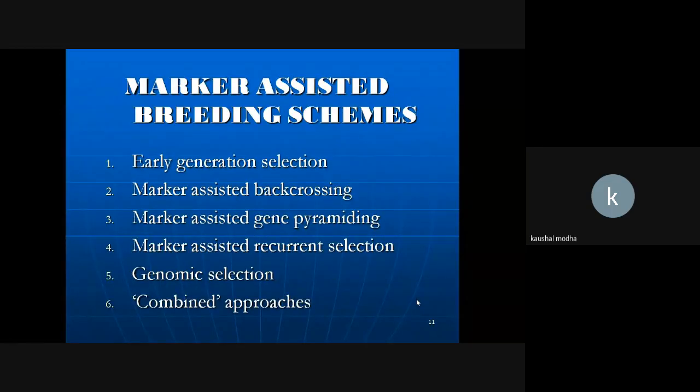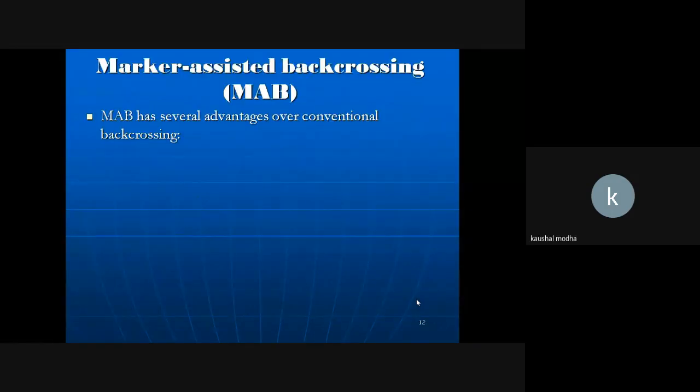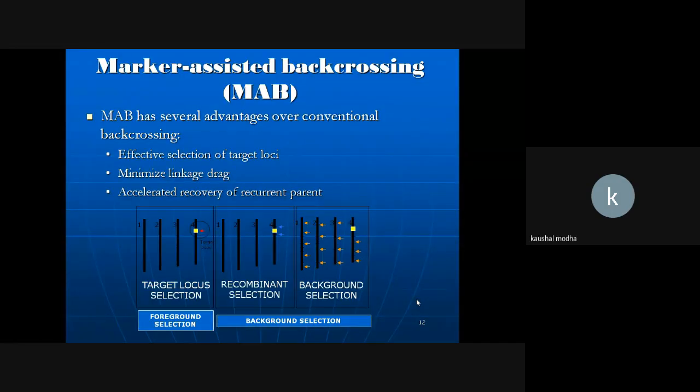So there are many schemes for marker-assisted breeding: early generation selection, as I explained, the pedigree method; marker-assisted backcrossing, which we are going to discuss today; marker-assisted gene pyramiding, marker-assisted recurrent selection, genomic selection, and combined approaches. So let us consider marker-assisted backcross.